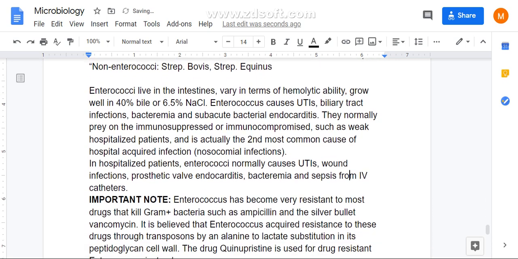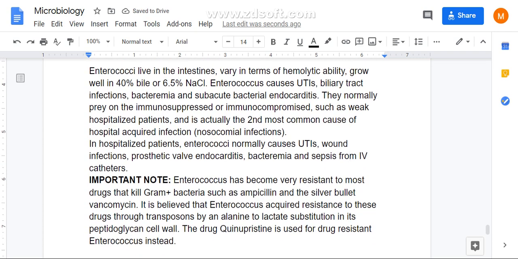Okay, I have an important note here. Enterococcus is very resistant to most drugs that kill gram-positive bacteria. Penicillin doesn't work, ampicillin doesn't work. They call vancomycin the silver bullet, and it doesn't work either. Vancomycin is like the Superman of the gram-positive antibiotics, because most gram-positives that are resistant to other antibiotics, such as penicillin and cephalosporins, are usually susceptible to vancomycin. But Enterococcus isn't one of those, right?